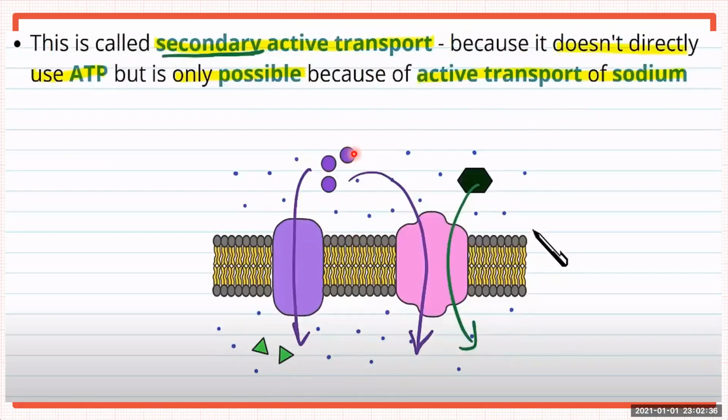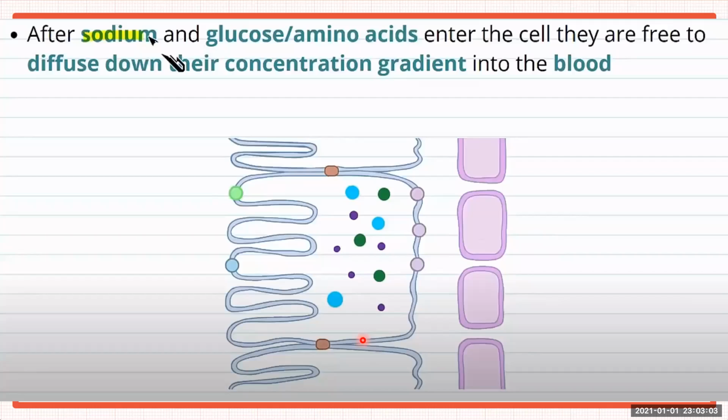The second part here, as glucose and amino acids were entering, they did not require any energy. They did not directly use ATP. They entered because sodium was entering through the co-transporter, so they also entered along with it. And as they are now inside the cell, they can easily diffuse down the concentration gradient into the blood.